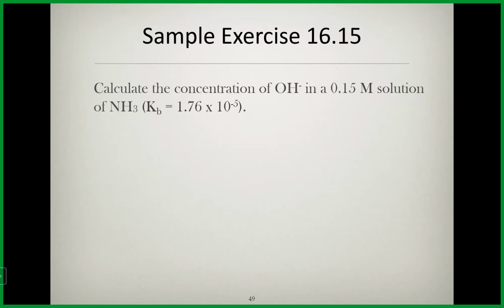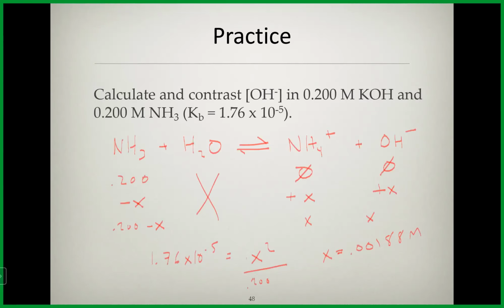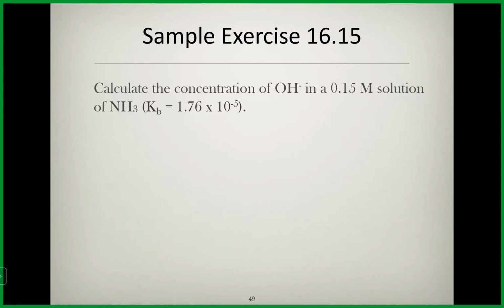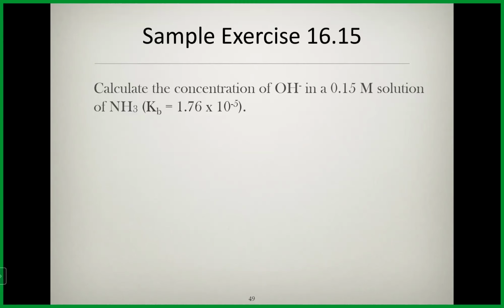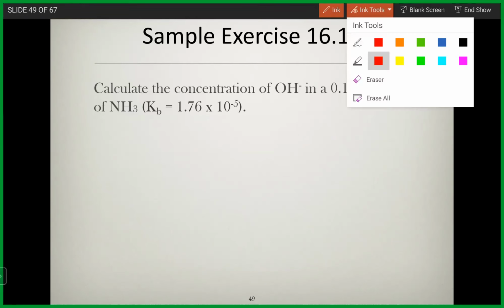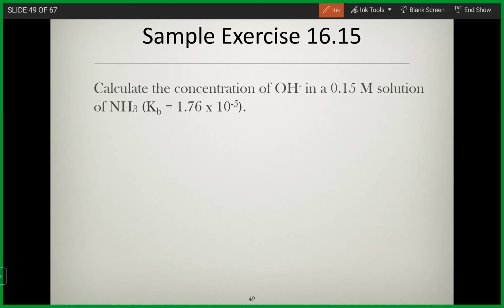Right. And then with the next one, it is essentially the exact same thing, but instead of 0.200 molar for the ammonia, it's just going to be 0.15. With this one, I'm not going to go through and work it out, just for time's sake. If you want to try it on your own, pause it, because I'm just going to give the answer here.